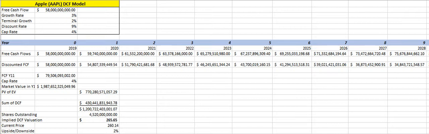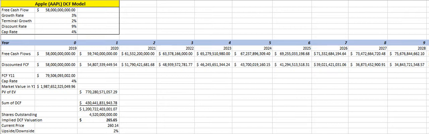I'm going to assume that fair market value of Apple stock at the moment is about 1.2 trillion. Apple has about 4.5 billion shares outstanding. So if you take that 1.2 trillion, divide it by the 4.5 billion shares that Apple has outstanding, we get an implied valuation for Apple stock based on all the discounted cash flows of about $265.